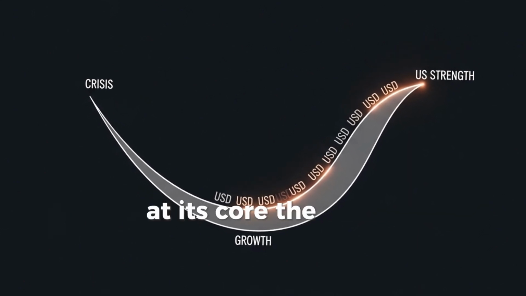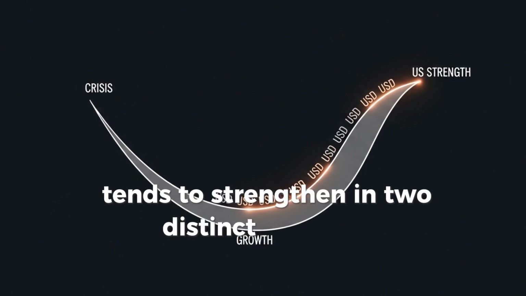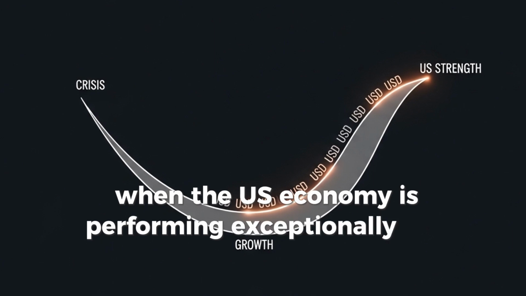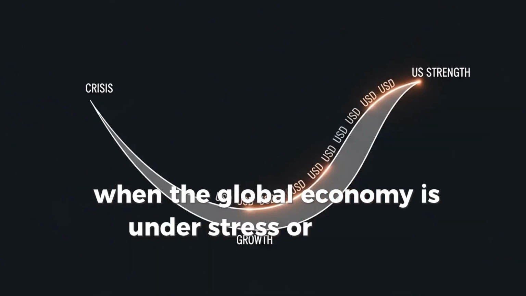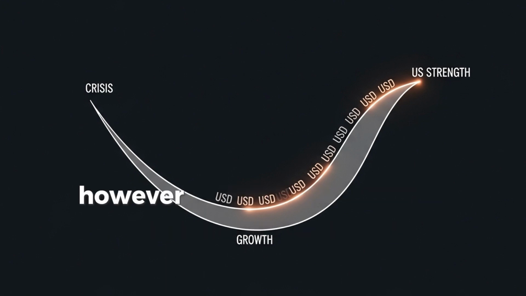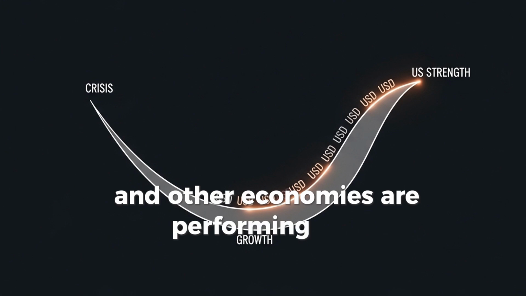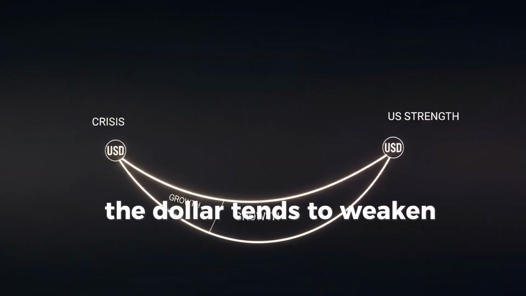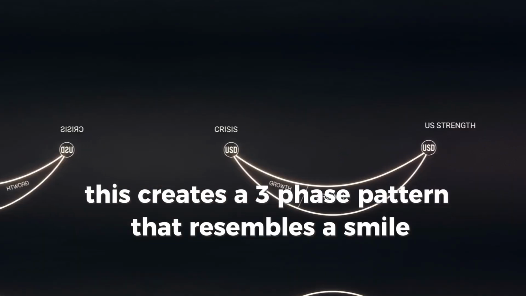At its core, the dollar smile theory proposes that the US dollar tends to strengthen in two distinct scenarios. When the US economy is performing exceptionally well. When the global economy is under stress or in crisis. However, during periods where global growth is stable and other economies are performing well, especially relative to the US, the dollar tends to weaken. This creates a three-phase pattern that resembles a smile.